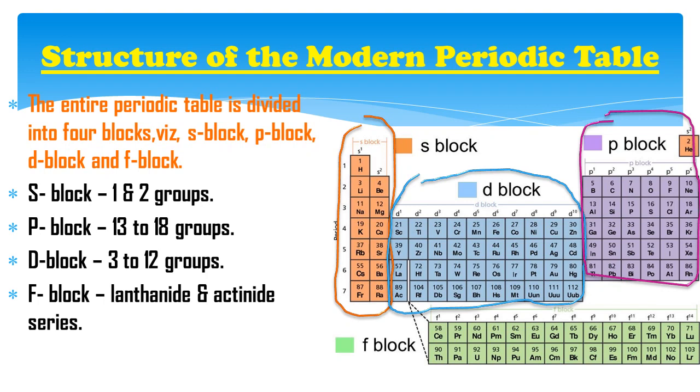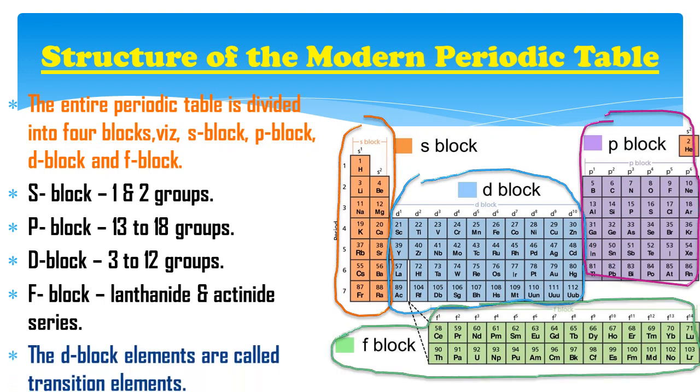At the bottom form the F block. The D block elements are called transition elements. Why? Because they have partially filled d orbitals. That's why D block elements are called transition elements, and students, F block elements are called inner transition elements, because they contain partially filled last orbitals, that is the f orbital.